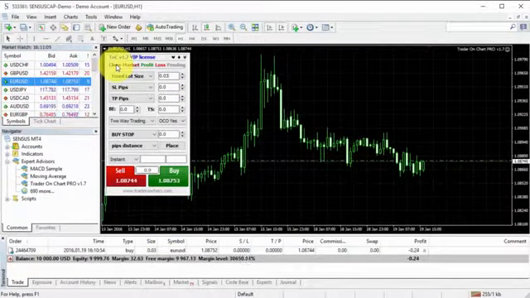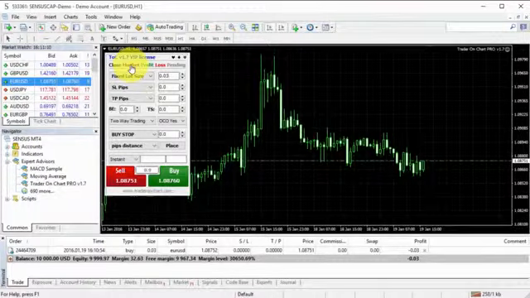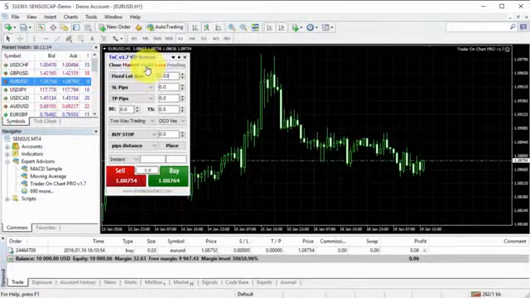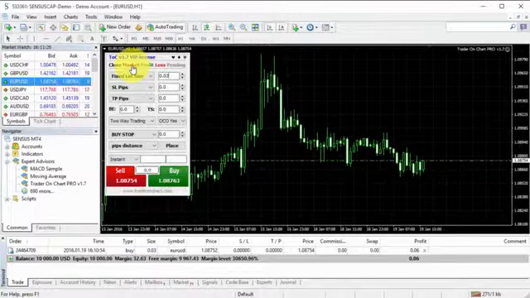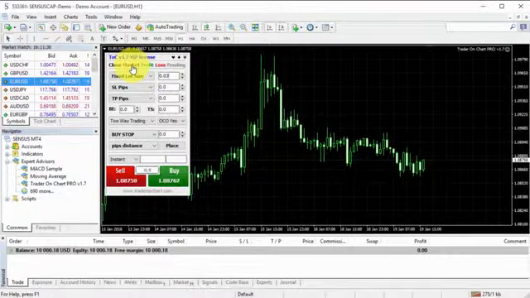Right here we have the close section. If I click this button, it will close all the market trades. This profit button will close all the trades that are in profit. This one will close all the trades that are in loss, and this will delete any pending orders that might exist in the account. So I would just click the market, and it will close all the market orders.